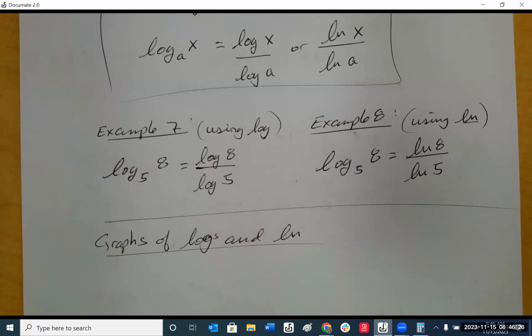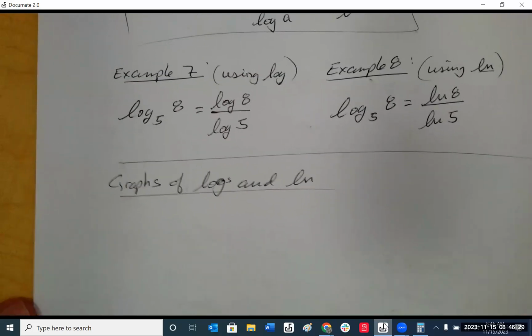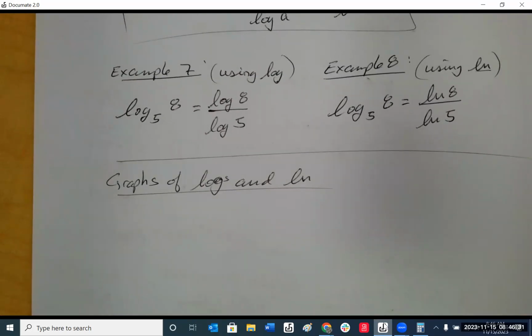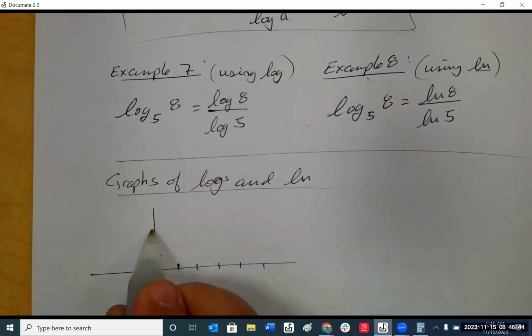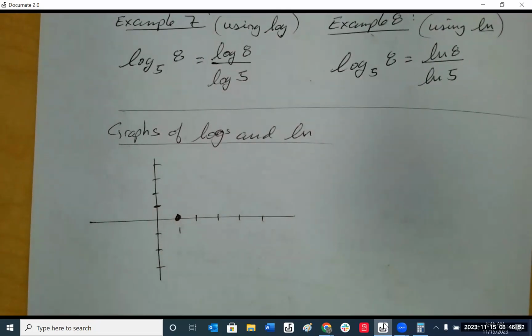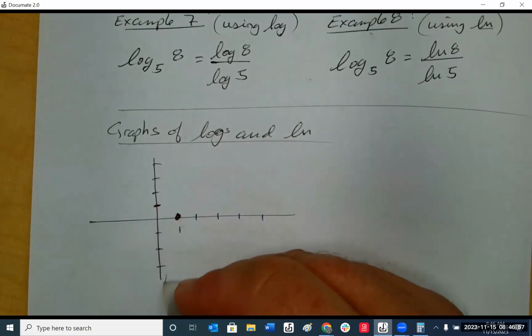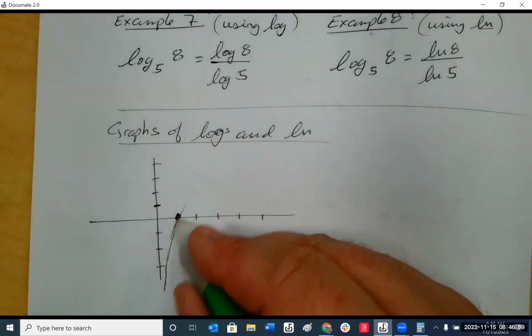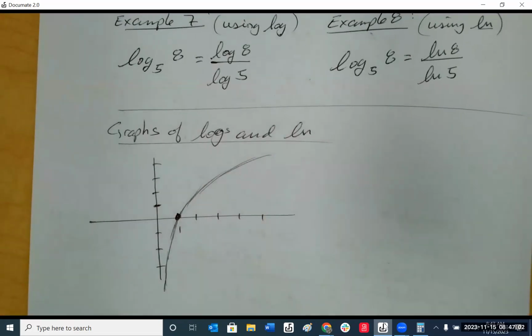Graphs of logs and ln. The only difference between the two graphs is how fast they grow. All of them cross at 1. And they all look like that.